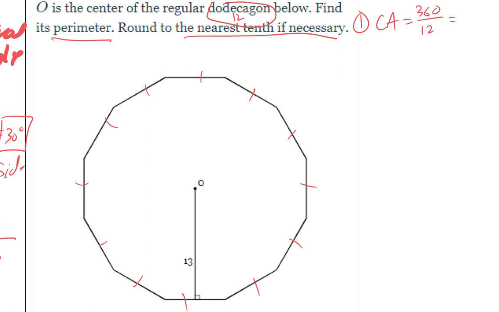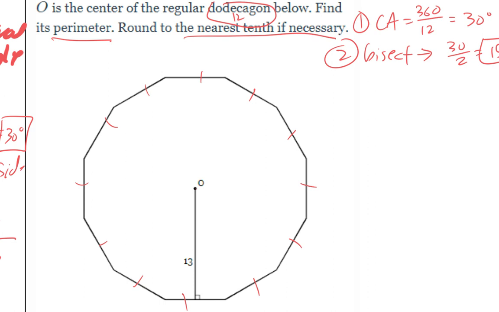So 12 sides gives us 30 degrees, right? Number 2, we said we're going to bisect it, so we're going to take 30 divided by 2. That's going to give us 15 degrees. Okay, so let's go ahead and draw in our central angle. We said the central angle is going to be from one corner to the next. So let's draw that in to visualize it for us.